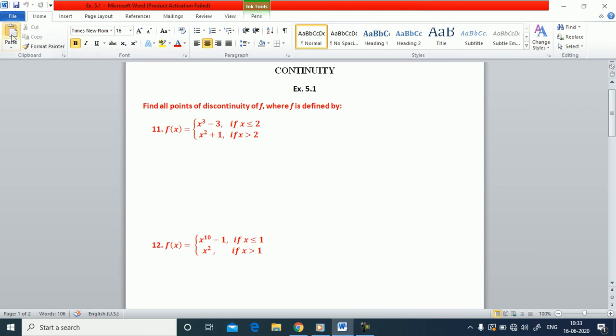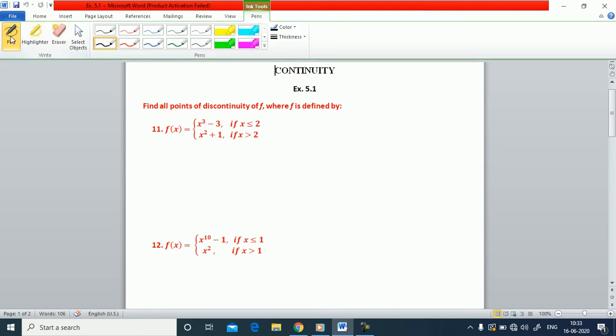Good morning, children. We are already doing questions based on continuous functions. We are checking the continuity at a certain point or in an interval. So, proceeding with questions of the same nature, here we are going to find all the points of discontinuity for which the function is defined like this.